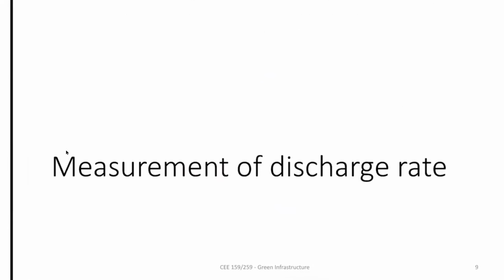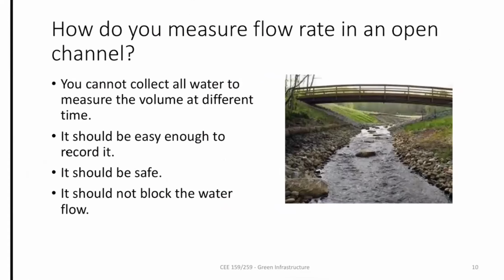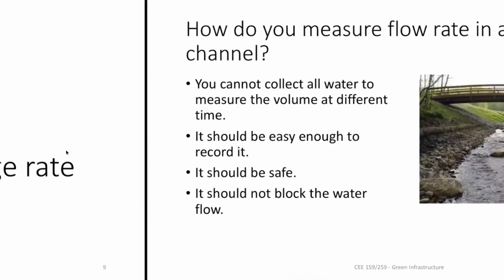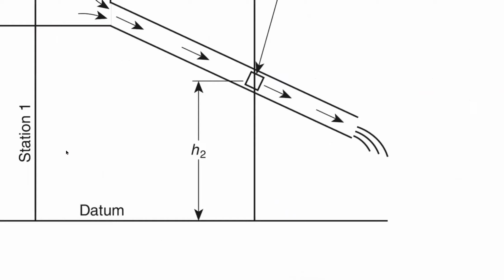But measurement of discharge rate is something that you will do from time to time in many cases. So if I ask you to calculate the discharge rate in this pipe, what do you do? You basically take a bucket. Or think of it this way: if I ask you what's the flow rate when you open your bathtub?